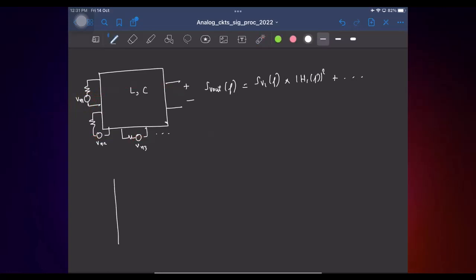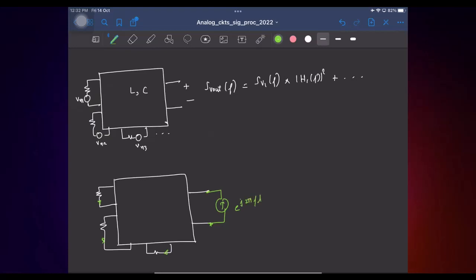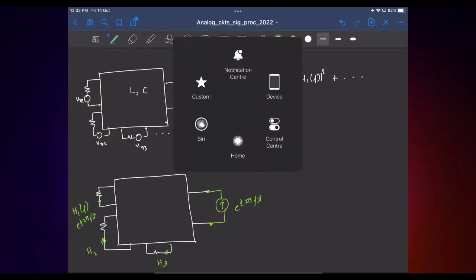But now we know reciprocity. So what we can do is basically de-energize all these noise sources. We need to apply a current and measure the currents flowing here. If you apply e power j 2 pi ft as the current, here you will have h1 of f times e power j 2 pi ft, and similarly here you will have h2, h3 and so on. Great. So this is fine.